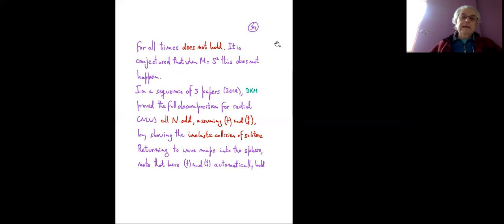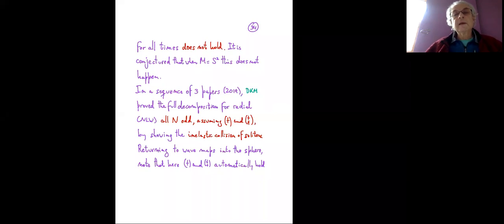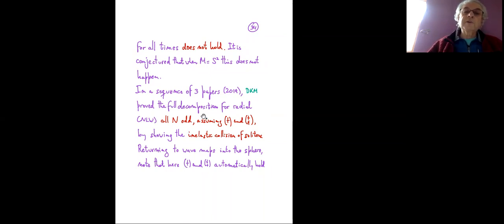So let me turn to recent works. In a sequence of 3 papers that we posted on arXiv at the end of 2019, we were able to prove the full decomposition for radial nonlinear wave equations in all odd dimensions for solutions that remain bounded in the energy space. And the idea here was to study the collisions of solitons.